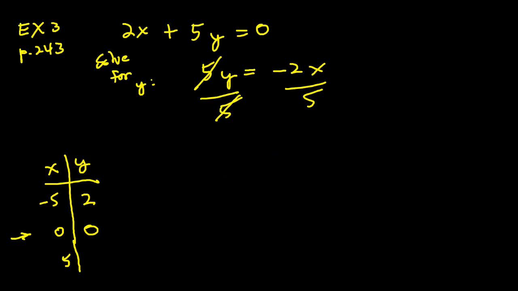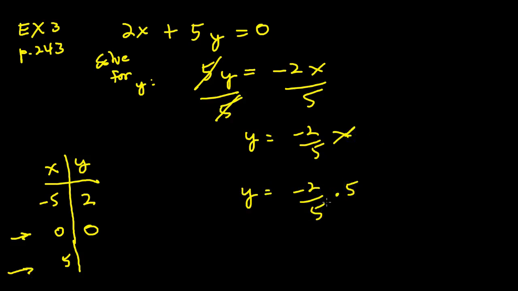Again, let's get that third point now. And y equals minus 2/5 times x. If x is 5, what's y going to be? Well, here the 5's cross cancel, and I'm left with y equals negative 2. So there's our table of values. All right, let me go ahead and generate the graph now.